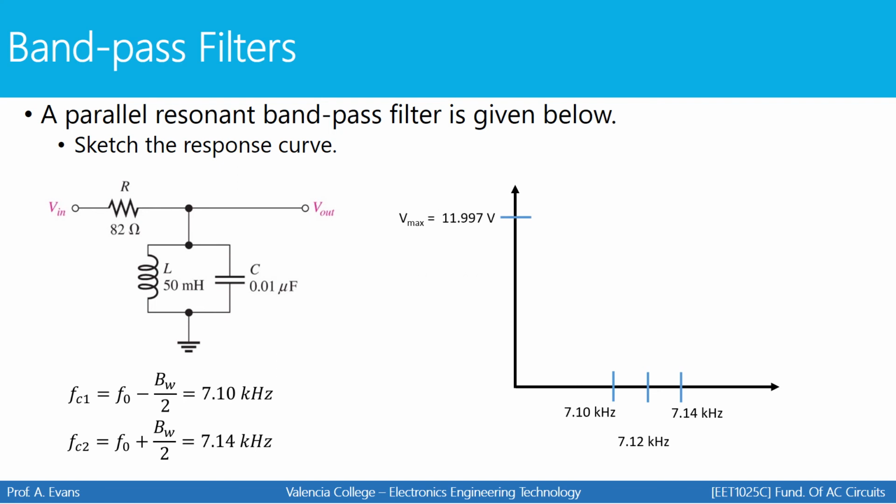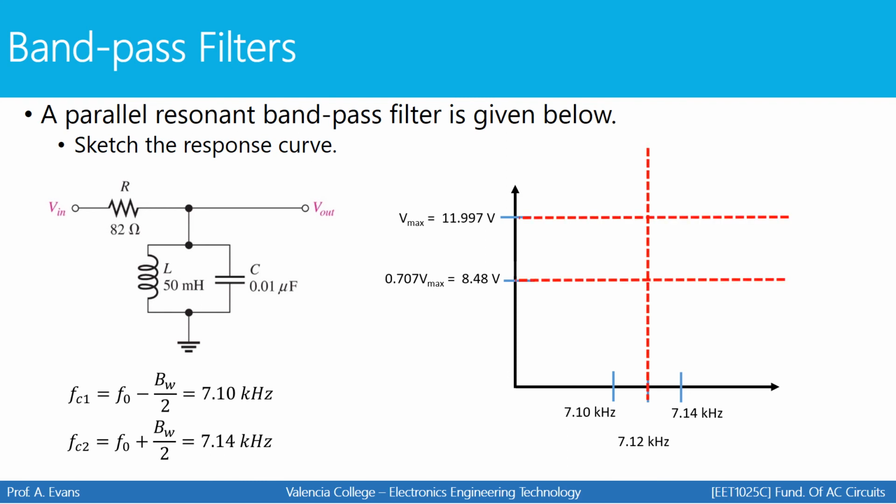My maximum output voltage and 70.7% of my maximum output voltage. A few reference lines so that my curve can be nice and smooth. And there's my curve. Again, remember that your two critical frequencies should align with your 70.7% maximum, and your peak occurs at the voltage maximum. So there's my frequency response, or the response curve, for this bandpass filter.